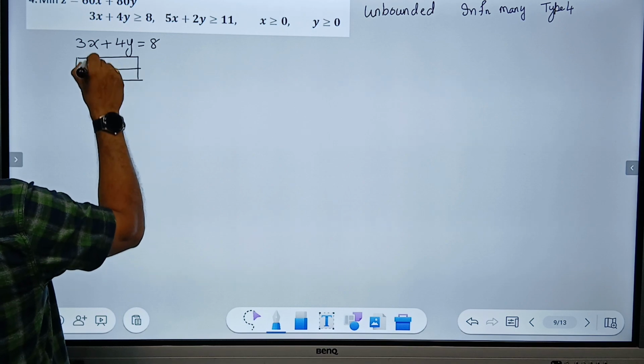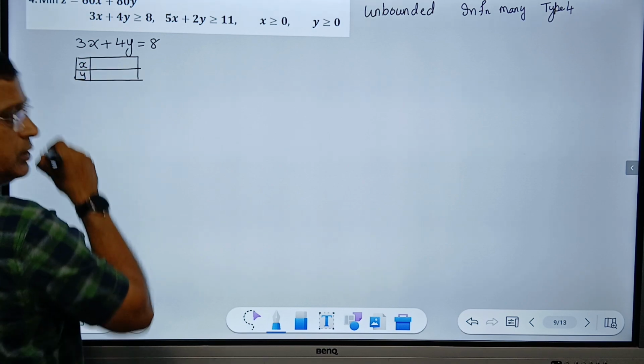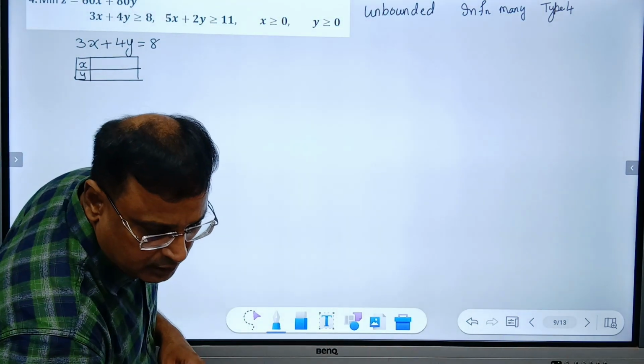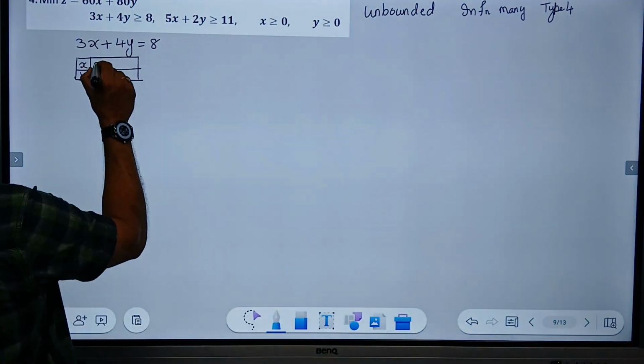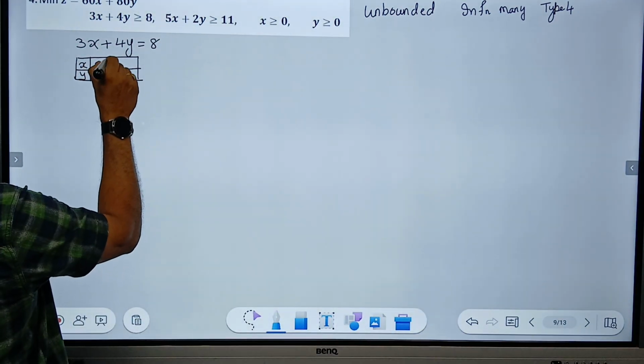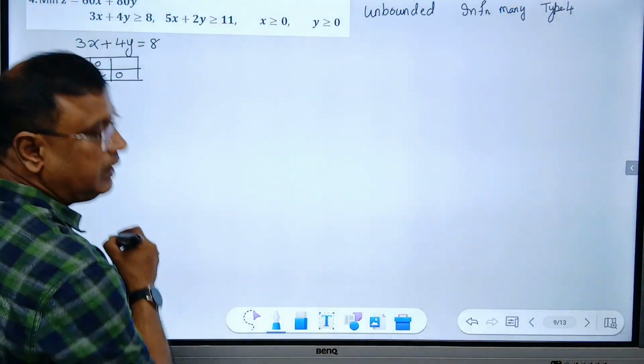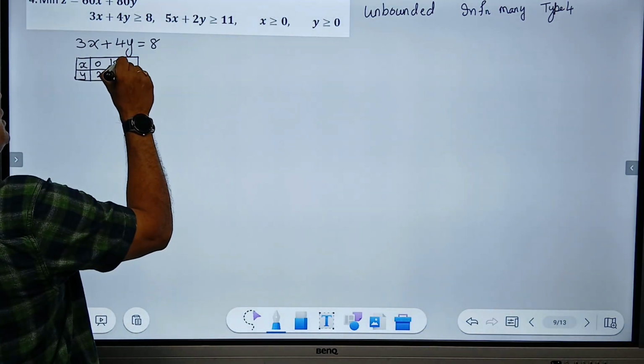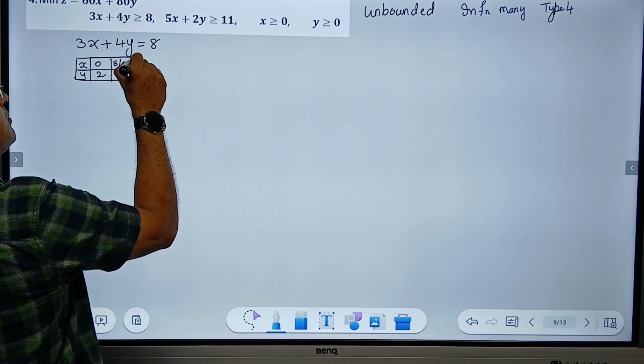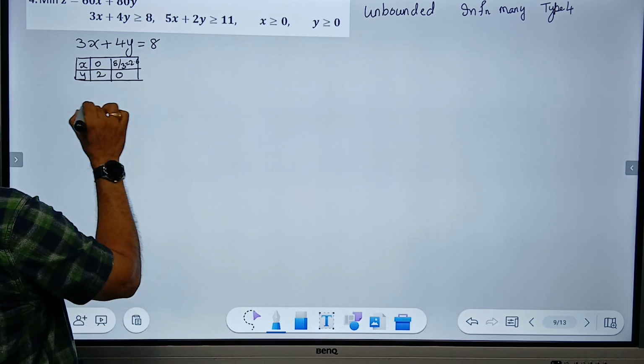As usual, you have to draw the graph. Okay, there is no other choice. So I have already done the calculation. When x is 0, y is 2. When y is 0, I am getting 8/3, which is roughly 2.6. Just keep it like that.